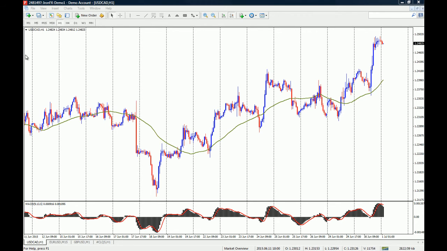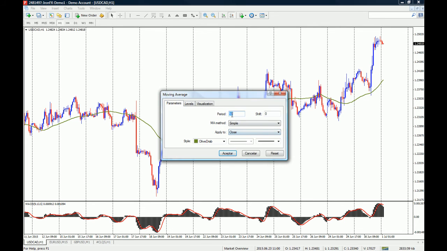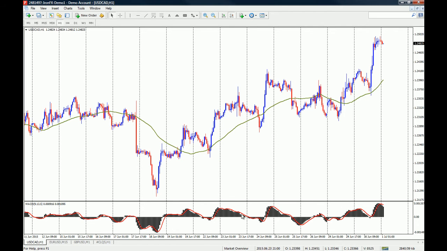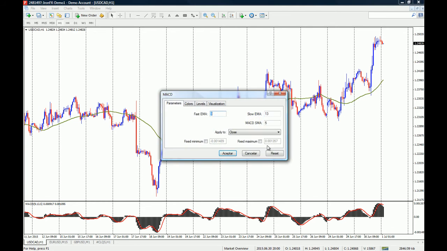Okay, trader, this is the US dollar Canadian dollar 1 hour chart, and to trade end of day expiration options we are going to be using the hourly chart. Now, the first thing you need to notice is that we are going to be using a 50 period simple moving average, and we are going to be using a MACD. The settings we are going to be using on the MACD are a 9 fast MA, a 13 slow MA, and a MACD SMA of 5.